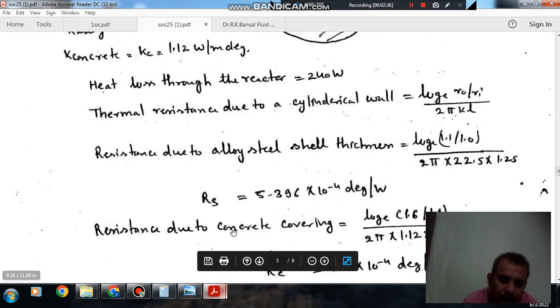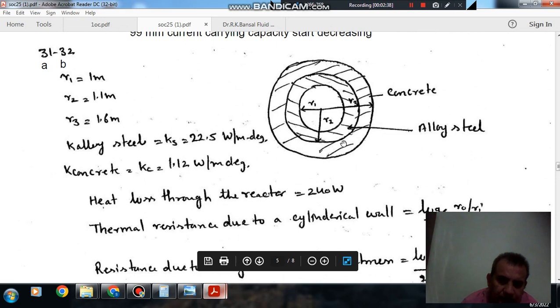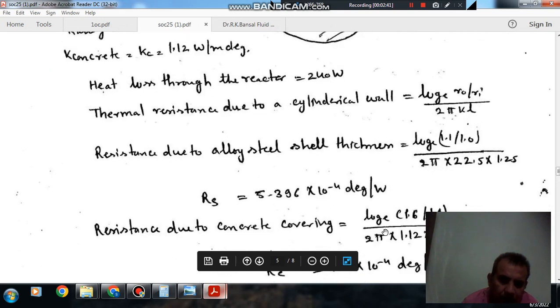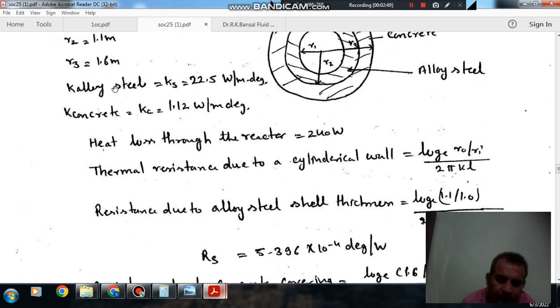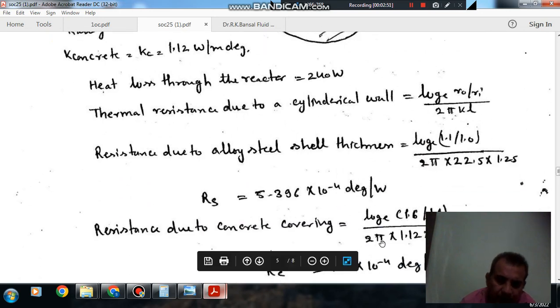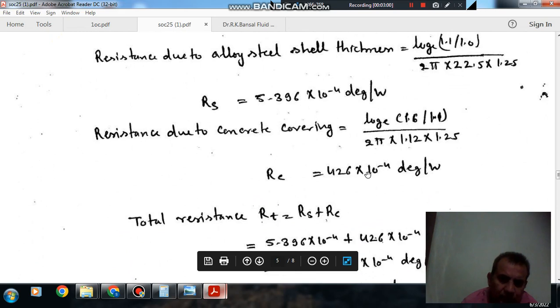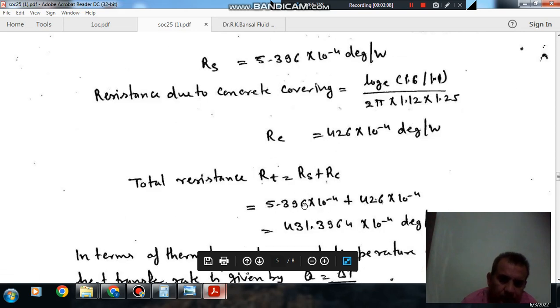Similarly, the resistance due to the concrete covering is ln of 1.6 divided by 1.1, because the outer radius is 1.6 and the inner radius is 1.1, divided by 2 pi K L, where K is the conductivity of concrete and L is 1.25. So R_C is 426 times 10 power minus 4 degree per watt. The total resistance is the summation of these two, and it will be 431.964 times 10 power minus 4 degree per watt.